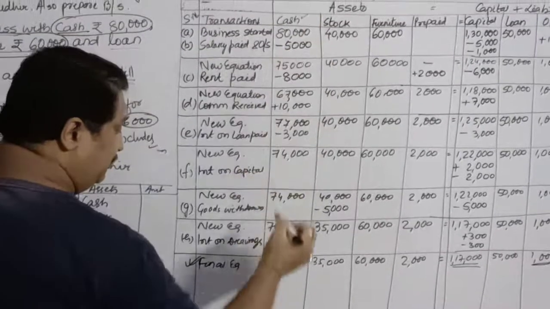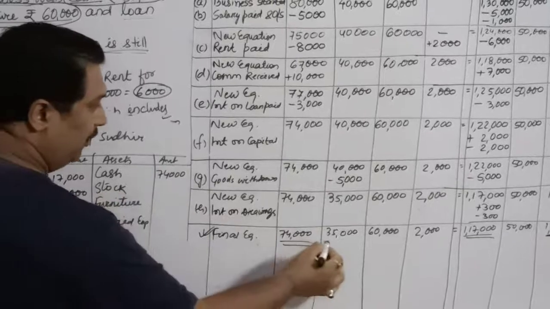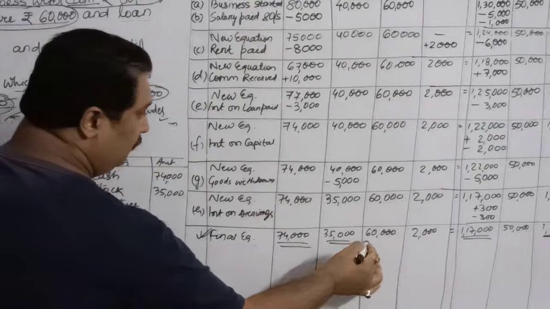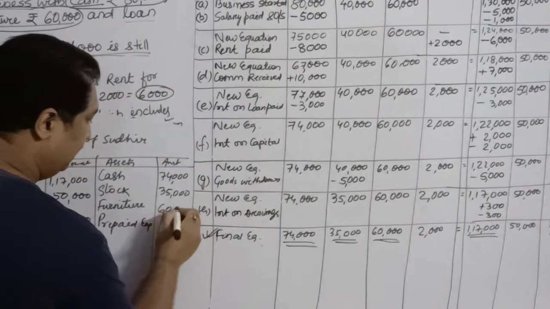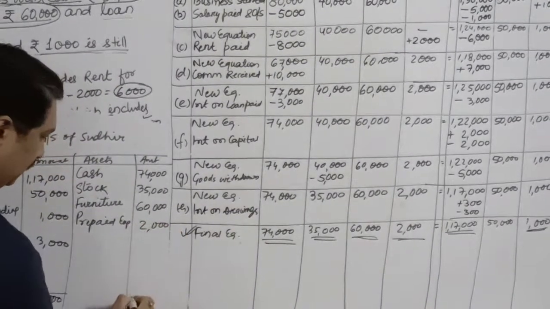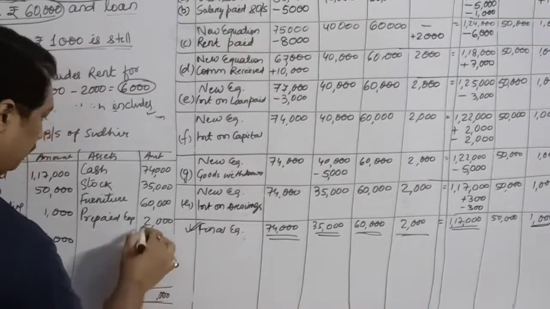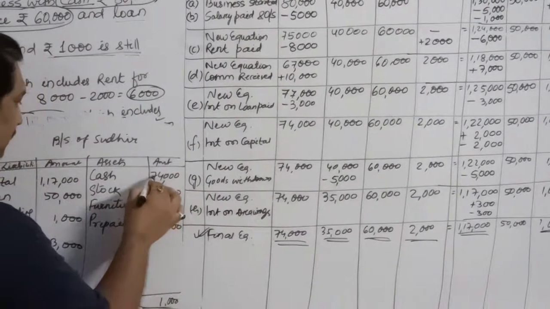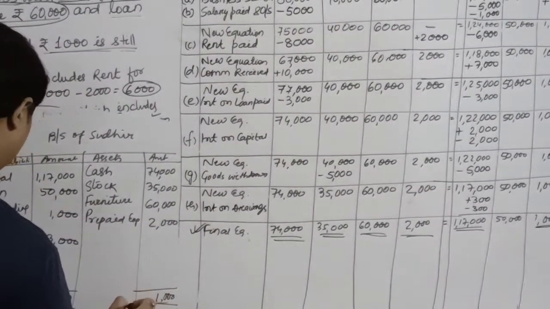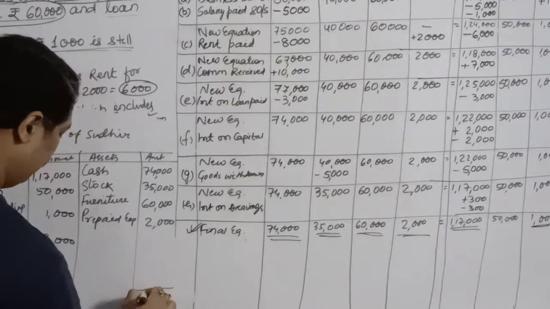Asset side, this is cash. What is the final equation? 74,000. Stock, what is the final equation? 35,000. Furniture, what is the final equation? 60,000. And what is the final equation for prepaid? 2,000. Just add. We have 2, 5, 7, 4, 11, carry 1, 7, 1, 8, 3, 11, 6, 17, 2, 19. Sorry, it is 1,71,000.